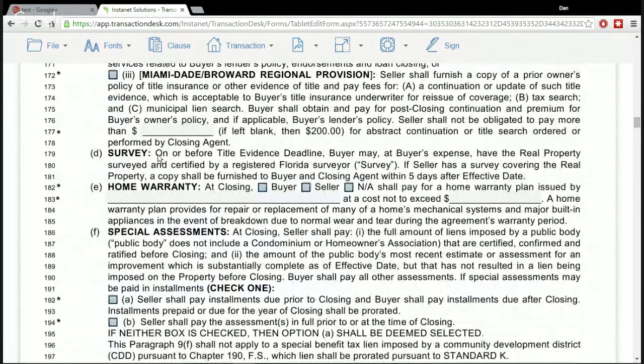A survey, this gives the buyer the right to order a survey. The lender's going to require it. If the seller already has a survey, they're supposed to submit that to the closing agent and to the buyer within 5 days after effective date.